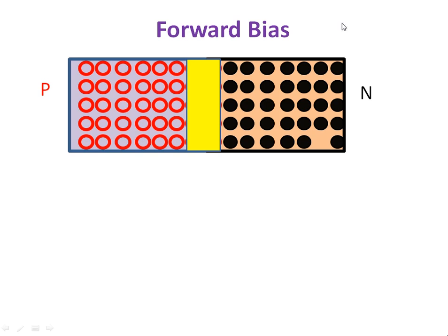So now look at the forward bias condition. We have a p-type material and n-type material. When you join p and n-type material, it forms the depletion layer.